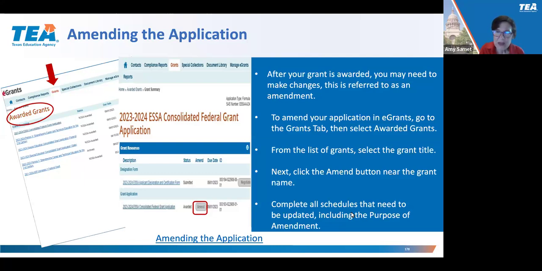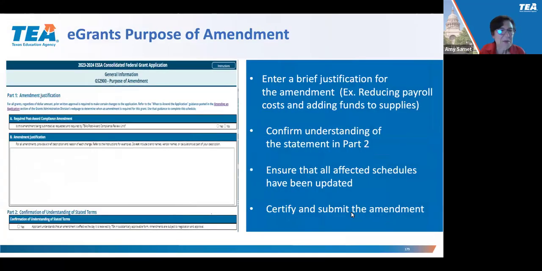Once you open the amendment, you'll complete all the schedules that need to be updated. That would probably be your budget summary. And in the scenario that I just outlined, it would be your payroll page and it would be your supplies page. But you also need to complete the schedule that explains why you're doing the amendment. And I believe that is the next slide. Thank you.